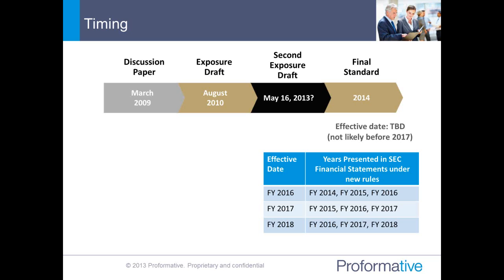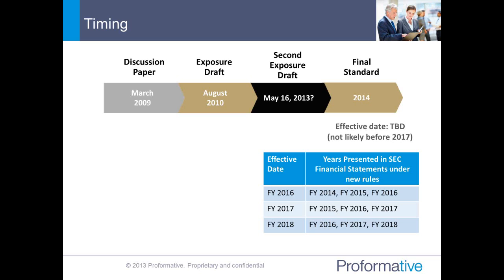Then there's an effective date. Even though the standard might be issued in 2014, there will be an effective date sometime in the future, not likely to be before 2017, when all lessees and lessors will have to account for all leases under this standard.